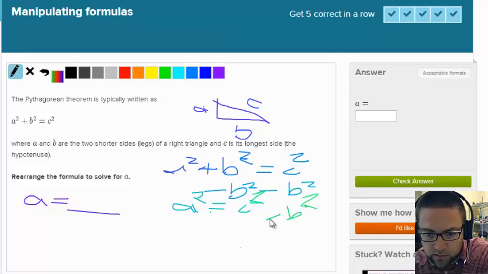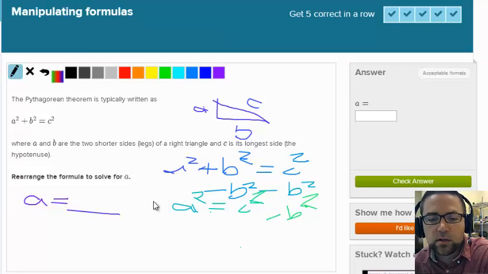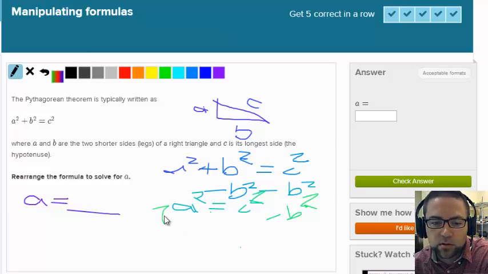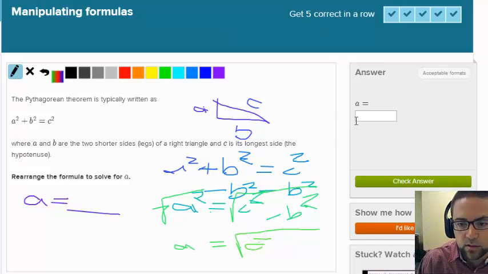I can almost just do this with a mouse better than my scratch pad here. Okay. So then to get a by itself, instead of squaring it, I need to undo squaring it. So to undo squaring it is to square root both sides. So I square root both sides, and I get a is equal to the square root of c squared minus b squared. Well, I'm not going to write it out, so I'll just go ahead and put that into the answer. So a is equal to square root.